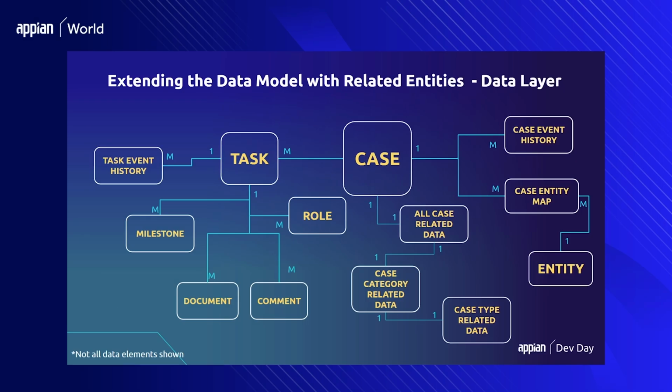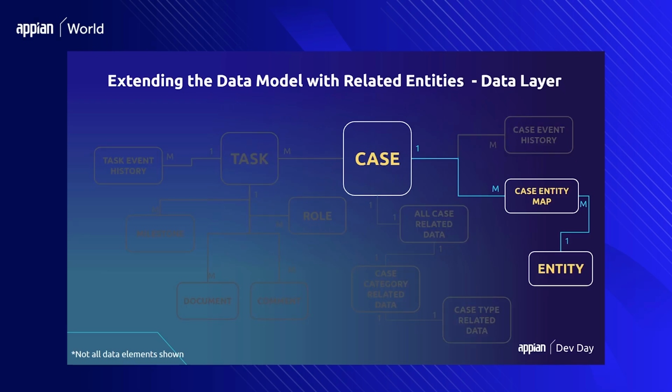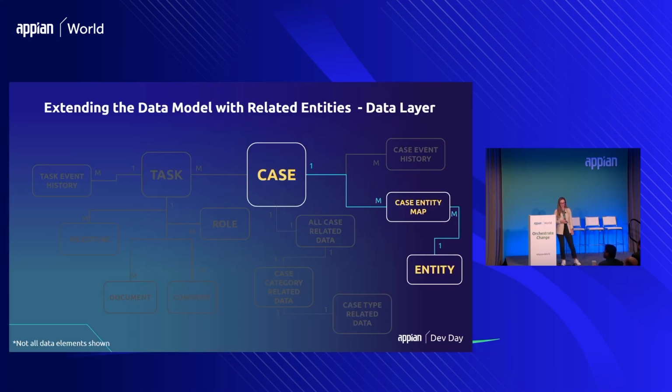Again, here's our high level, and we're going to focus in on this right side here with the case entity map and entity. So you see that, in this particular instance, we have a many-to-many relationship between case and entity. So we do have this intermediary mapping table. If you do have a one-to-one for whatever reason, you can skip this intermediary step, but really the important bit here is that you actually relate the data effectively with synced records.